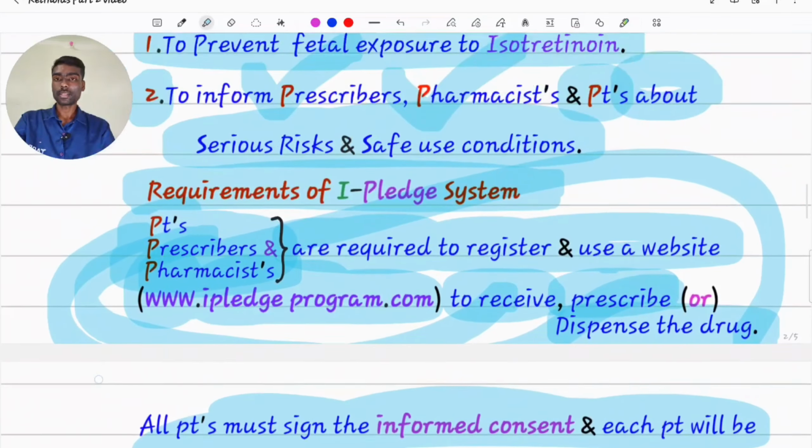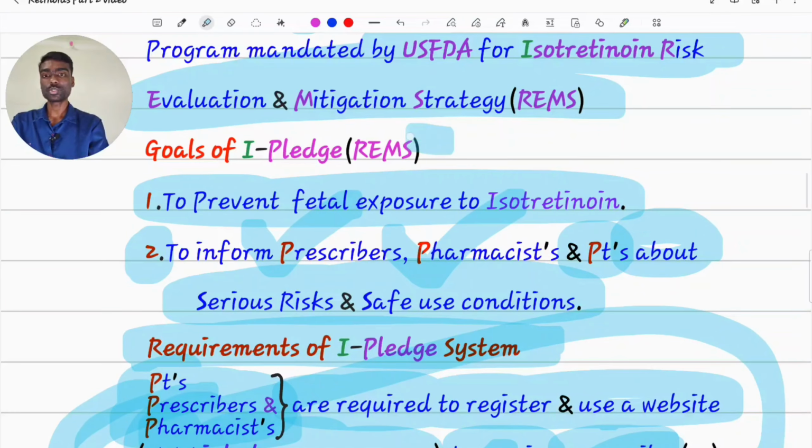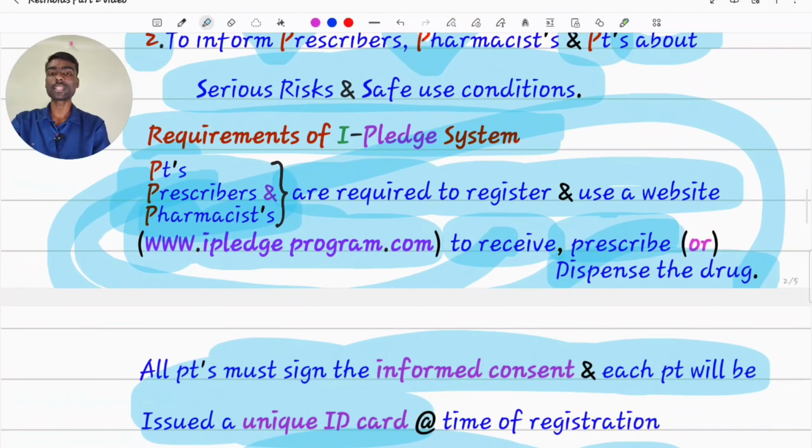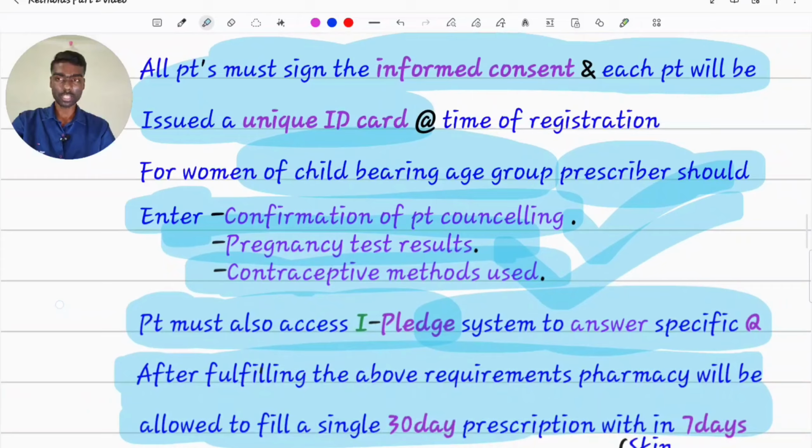This entire hectic process they should undergo, then only they will get Isotretinoin. This website will contain all the pharmacies where Isotretinoin tablet will be available also.